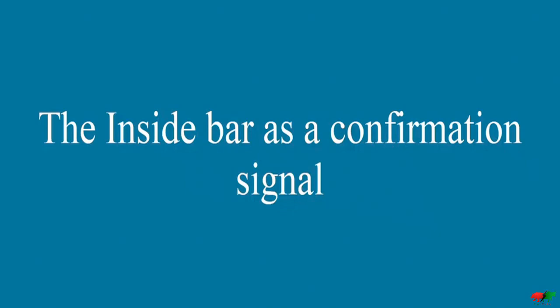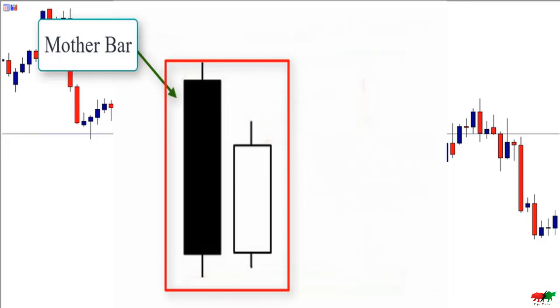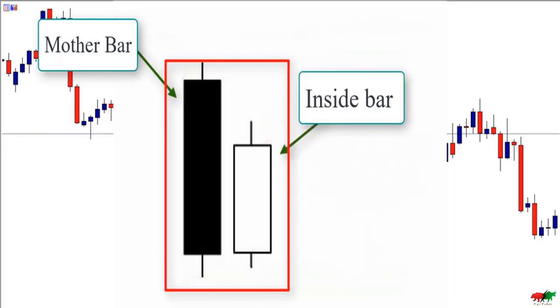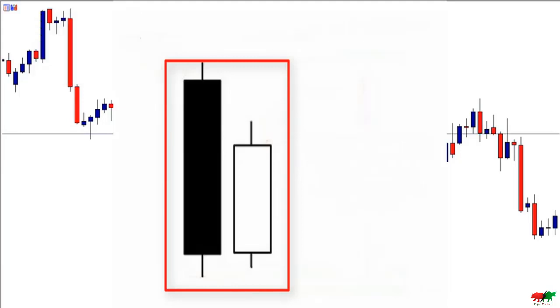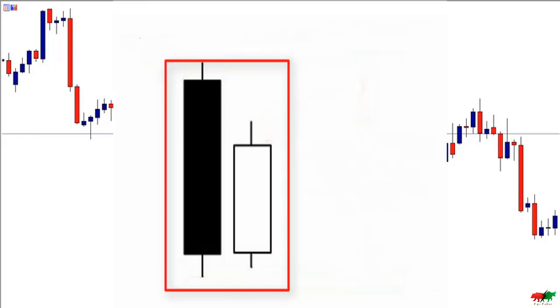An inside bar is a two candlestick pattern which indicates price consolidation. It consists of a mother bar, which is the first bar in the pattern, followed by the inside bar. The inside bar pattern shows a pause or indecision in the market. When this pattern occurs in a demand or a supply zone, it should be taken into account.